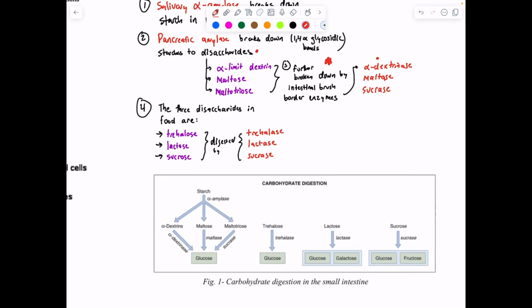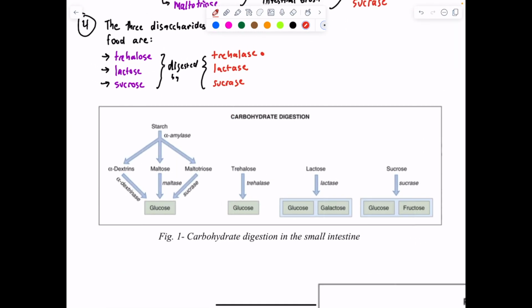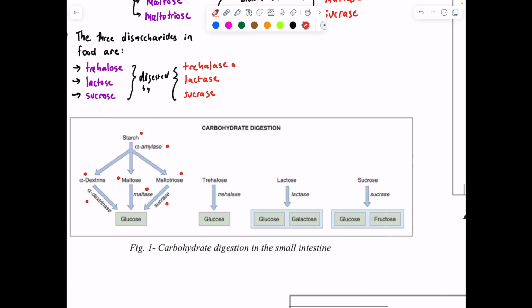The three disaccharides in food, we have trehalose, lactose, and sucrose, and they get digested by trehalase, lactase, and sucrase. And we can see that here a little bit with glucose. So we have our starches or polysaccharides broken down by alpha amylase from our saliva into alpha dextrins, maltose, and maltotriose, and then those get broken down by sucrase for maltotriose, maltase for maltose, and alpha dextrinase, and they all get broken down into glucose. Trehalose gets broken down into glucose, and then lactose into glucose and galactose, and then sucrose into glucose and fructose.